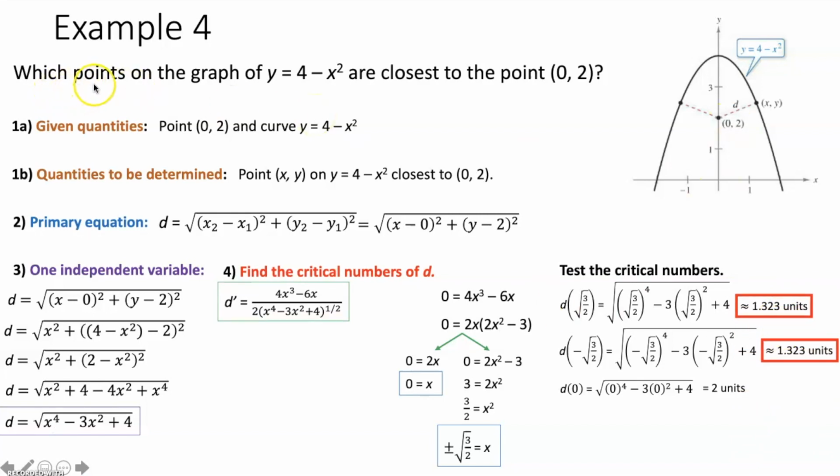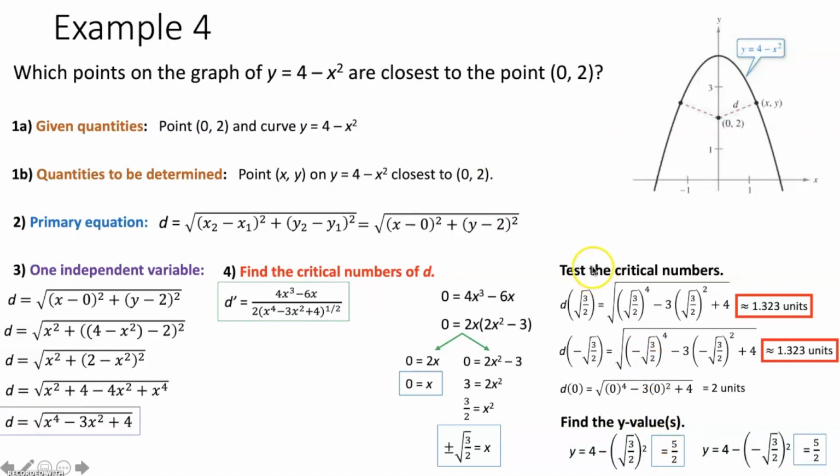It says which points on the graph of this function are closest to (0, 2). So to have points, you need an x and a y value. So let's just get the y values that go with each of these. So I'm going to plug in each of these to our original function up here for x and get the y value that goes with them. We'll start with radical 3 over 2. If I plug that in and simplify, I end up getting 5 over 2. If I plug in negative radical 3 over 2, I get the exact same thing.